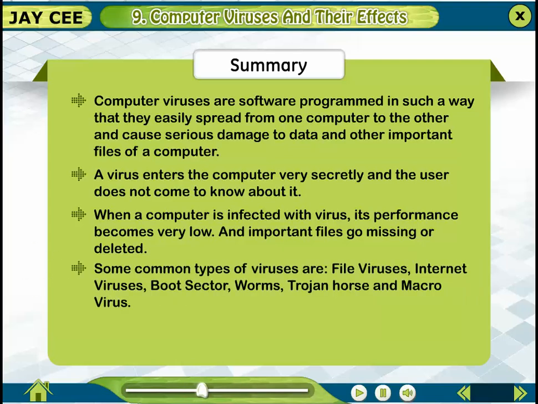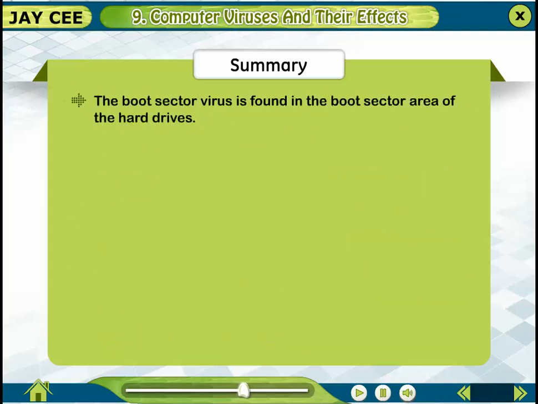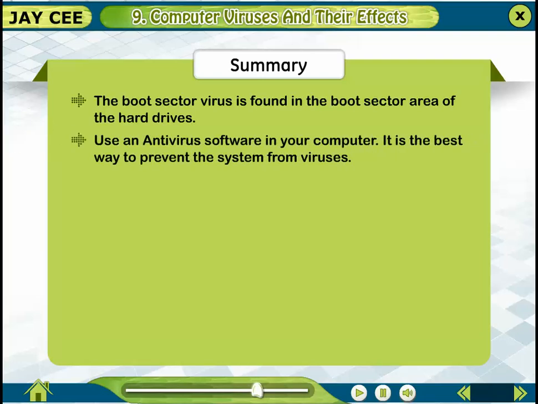Some common types of viruses are file viruses, internet viruses, boot sector, worms, Trojan horse, and macro virus. Some viruses also get introduced into the computer when executable files .exe are installed in a computer. The boot sector virus is found in the boot sector area of the hard drives. Use an antivirus software in your computer. It is the best way to prevent the system from viruses.